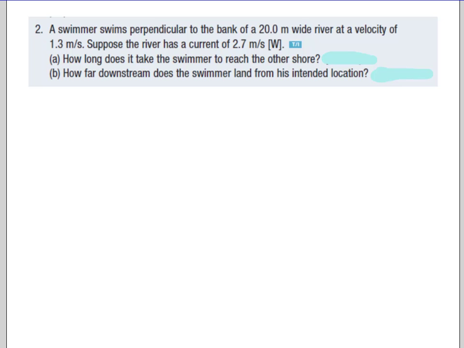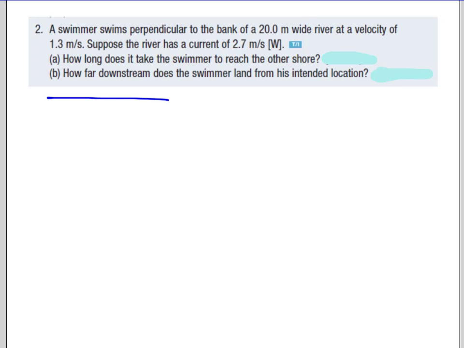Okay, so I'll pause it here. A swimmer swims perpendicular to the bank of a 20-meter wide river at a velocity of 1.3 meters per second. Suppose the river has a current of 2.7 meters per second to the west. So pause it here and try it.